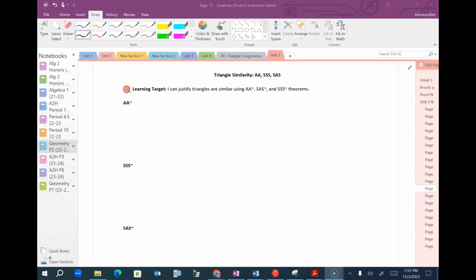So first of all, we have the angle-angle theorem for similarity, which states that if there are two congruent angles in any triangle, then obviously the third angle must be congruent as well. And so therefore the triangles must be similar.